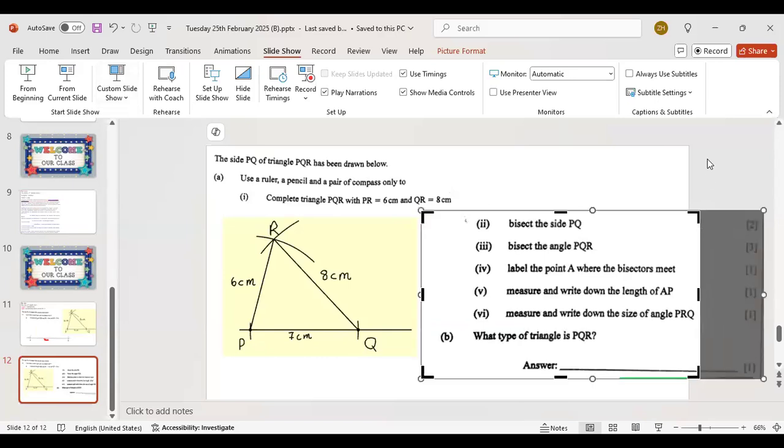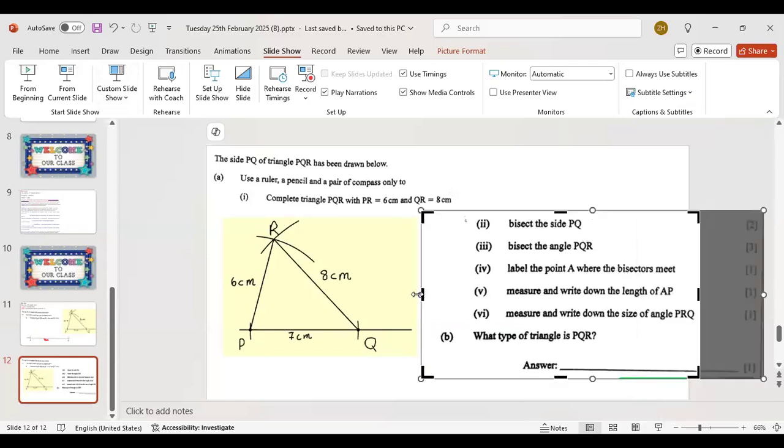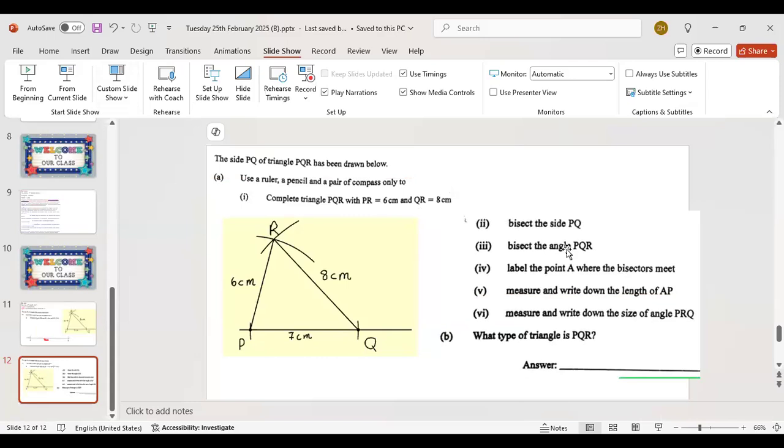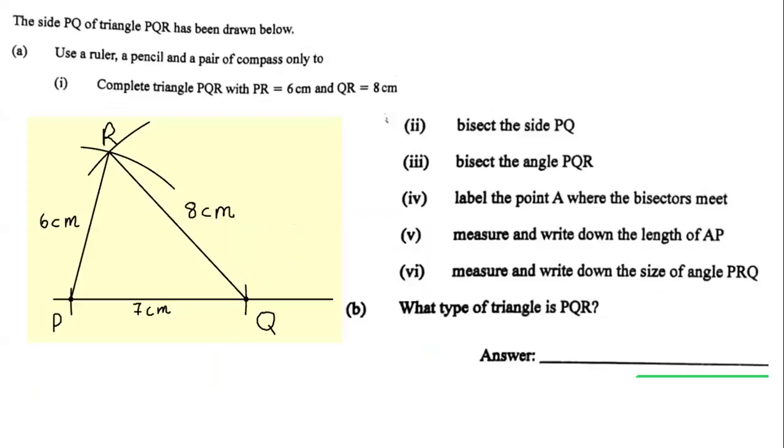Label the point A where the bisector meets. Measure and write down the length of AP. Measure and write down the size of angle PRQ. What type of triangle is PQR? Very good. And go ahead.